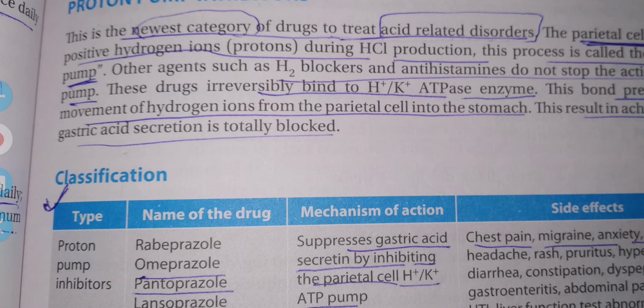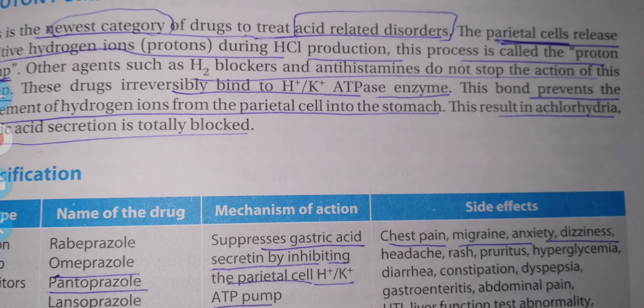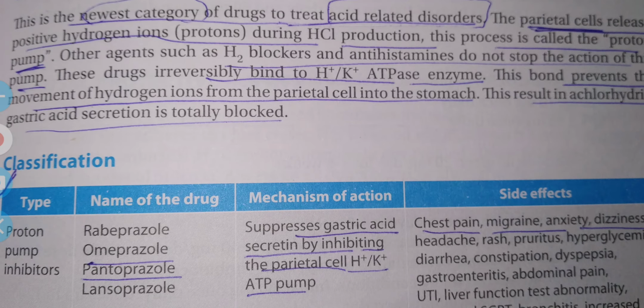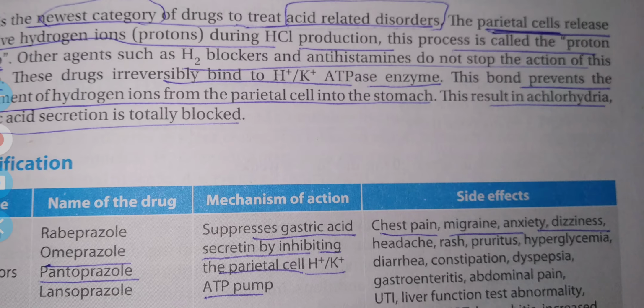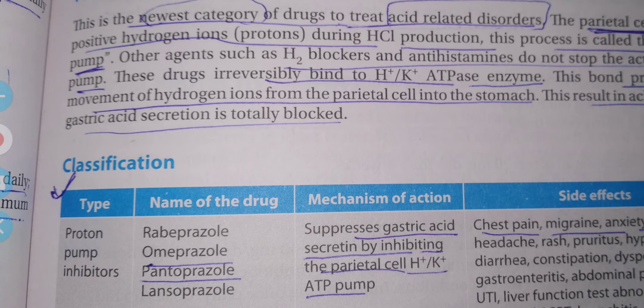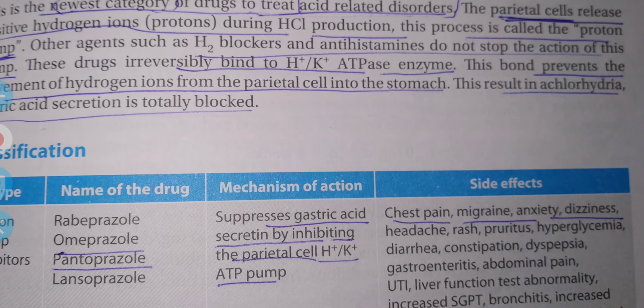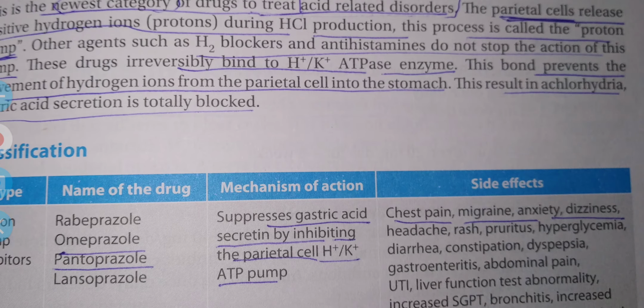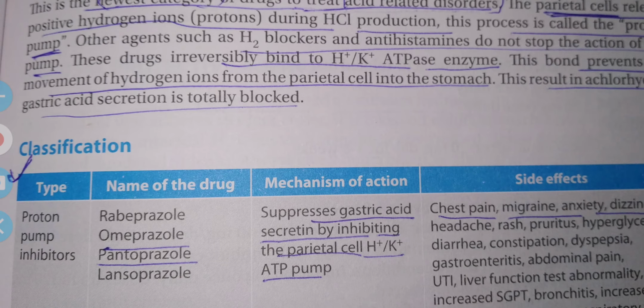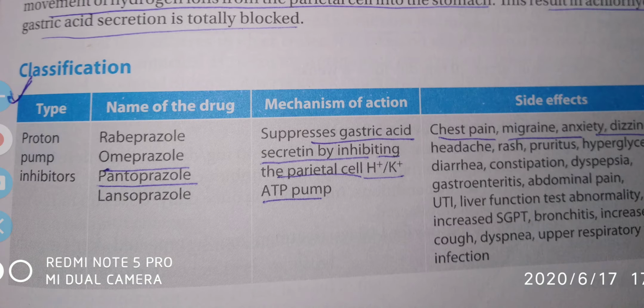Other agents such as H2 blockers and antihistamines do not stop the action of this pump. These drugs irreversibly bind to the H plus/K plus ATPase enzyme. This bond prevents the movement of hydrogen ion from the parietal cell into the stomach, and this results in achlorhydria. Gastric acid secretion is totally blocked. So the main action is suppressing gastric acid secretion by inhibiting the parietal cell H plus/K plus proton pump.